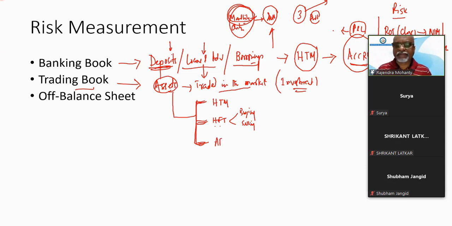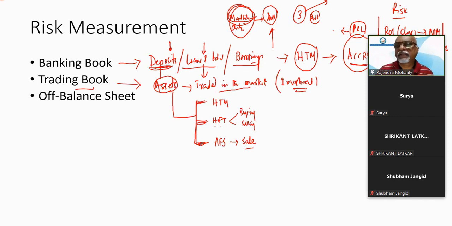The last one is AFS. AFS full form is available for sale. That means the securities put in this basket are only for sale. No buying of these is there. The securities in the AFS basket are only for the purpose of selling by the bank. So there are three types of securities: HTM, HFT, and AFS.